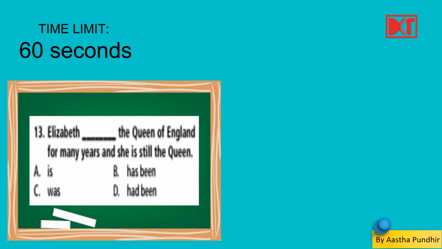Okay, next. Elizabeth dashed the Queen of England for many years and she's still the Queen. Is, has been, was, or had been. Now here finally we have two in option. Here has been is the present perfect and was is the simple past. Now here the correct answer is B, has been. Elizabeth has been the Queen of England for many years and she is still the Queen. For many years, we talk about duration. So duration जब भी होती है तो present तो या तो perfect या फिर perfect continuous we use. Alright.